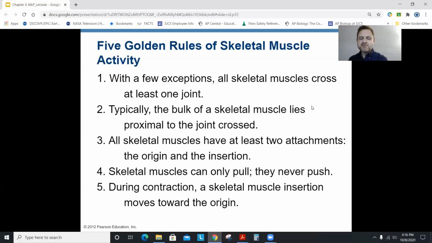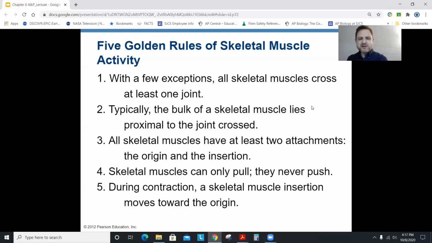Number 2, typically the bulk of a skeletal muscle lies proximal to the joint crossed. So proximal would be closer to the origin of the limb. So like your bicep, most of the bulk of that muscle is going to lie toward your shoulder, not so much toward your elbow, right?